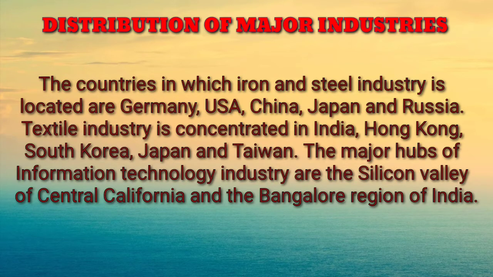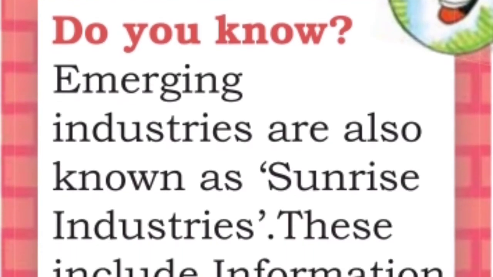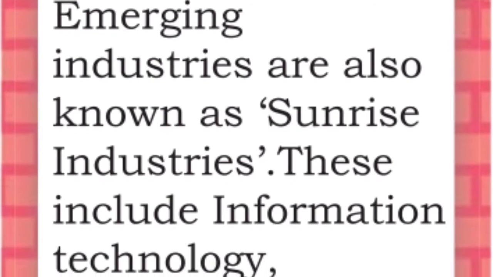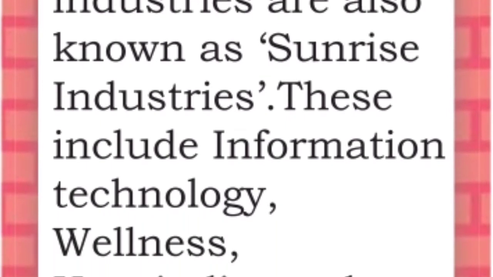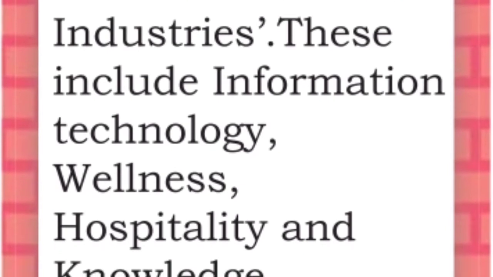The countries in which the iron and steel industry is located are Germany, USA, China, Japan and Russia. Textile industry is concentrated in India, Hong Kong, South Korea, Japan and Taiwan. The major hubs of the information technology industry are the Silicon Valley of Central California and the Bangalore region of India. Emerging industries are also known as sunrise industries. These include information technology, wellness, hospitality, and knowledge.